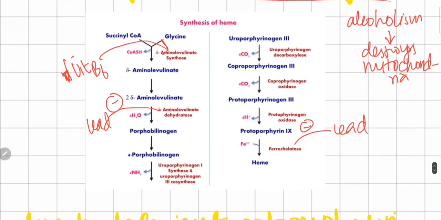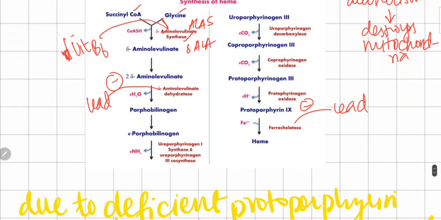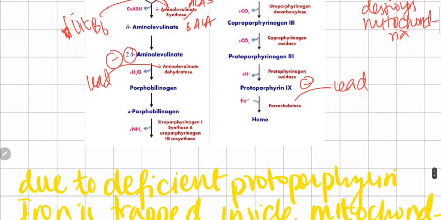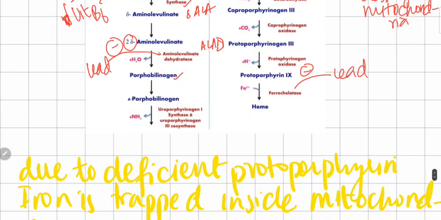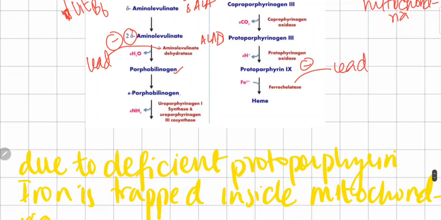Now, how can it happen? So this is the synthesis of heme. I'm just going to go quickly through it. We have succinyl-CoA and glycine come together with the enzyme ALAS that's going to form delta-aminolevulinate, or ALA. Then two aminolevulinates are going to come together, and they're going to form porphobilinogen by the ALAD enzyme, that is aminolevulinate dehydratase.